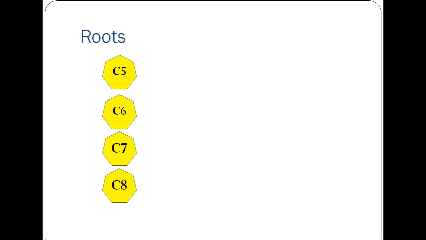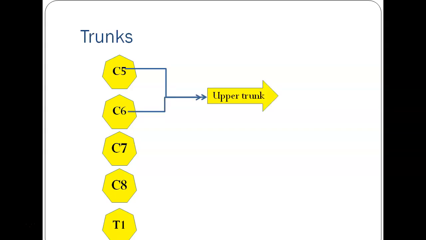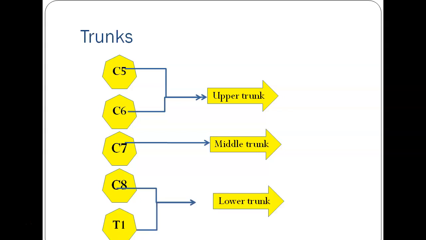Coming to roots, the roots are C5, C6, C7, C8, and T1. So these are the roots. Coming to trunks formation, the C5 and C6 join to form the upper trunk. Then C7 alone forms the middle trunk. C8 and T1 join to form the lower trunk. So thus trunks are formed.